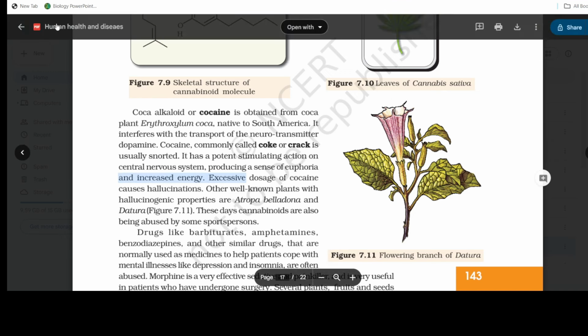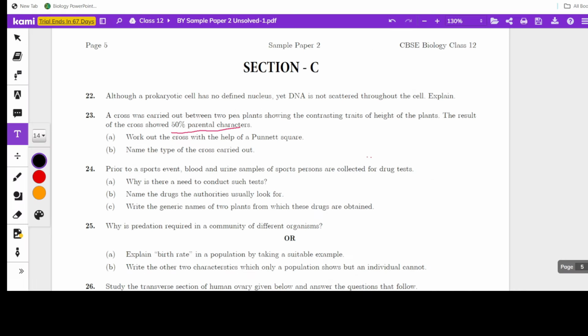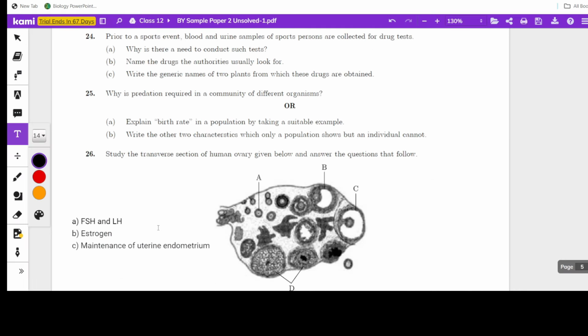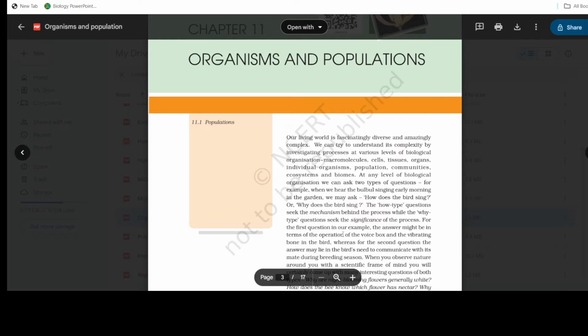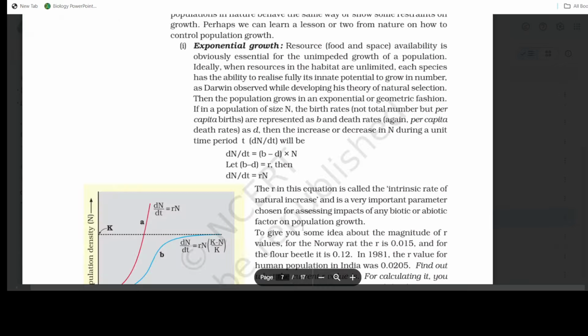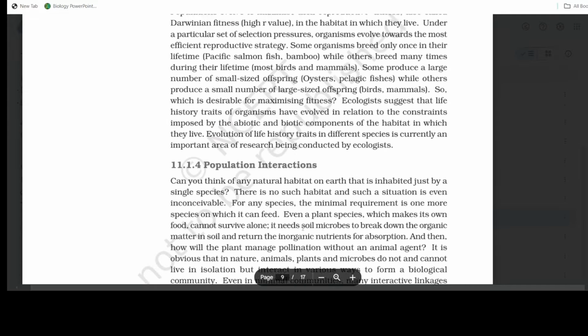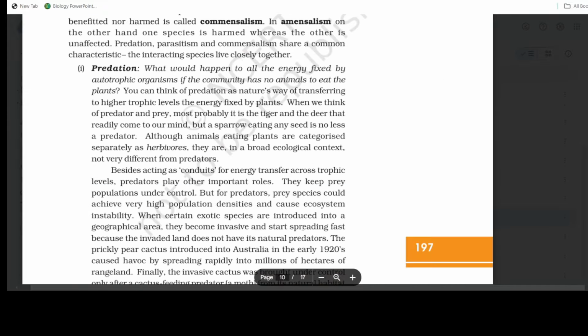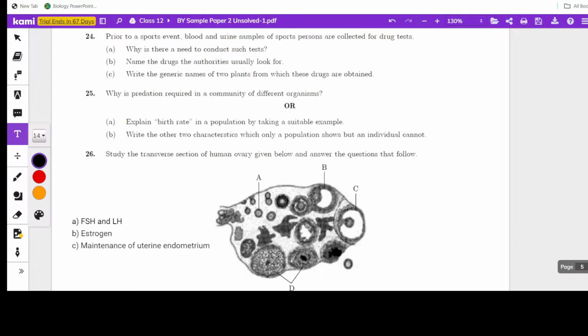Yes, that's what the sports person needs. Next question. Why is predation required in a community of different organisms? Chapter: organisms and population. Let's see the interaction. They're talking about predation. So let's take that. Population, interaction, predation. So let's read the question once again. Why is predation required in a community of different organisms?